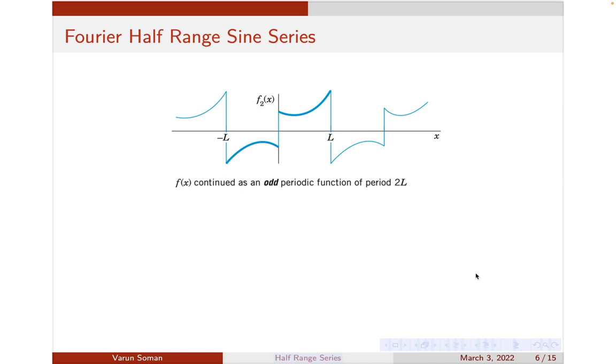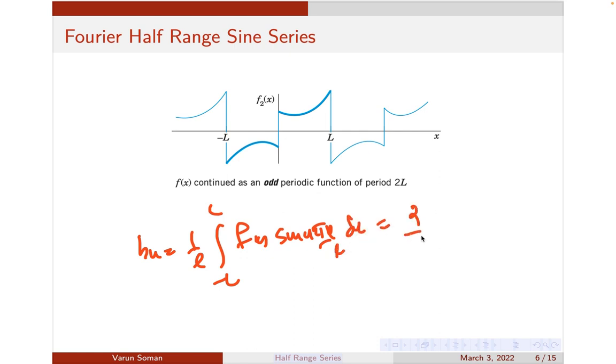For example, suppose I am extending this as an odd function. Now it is defined on the interval minus L to L. So your b n is equal to 1 by L integral minus L to L f of x into sine n pi x by L dx. It will become simply 2 by L integral 0 to L f of x into sine n pi x by L, because f of x is odd and sine is odd, so the product will be even.